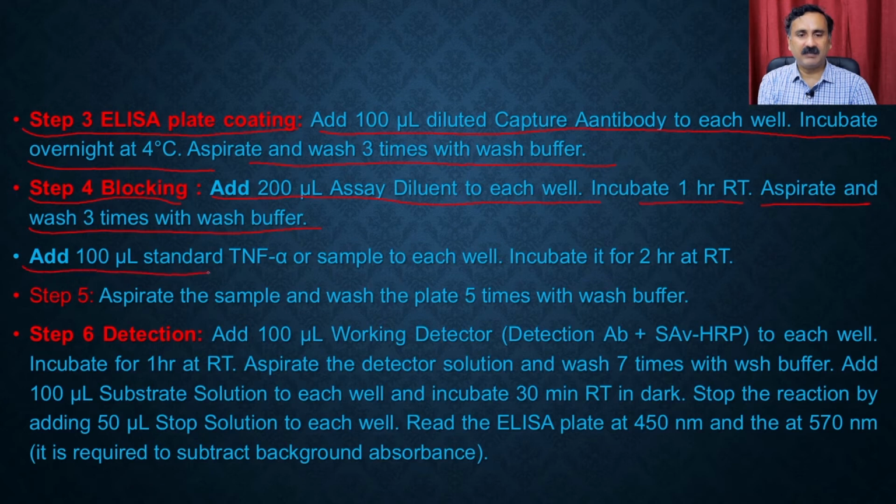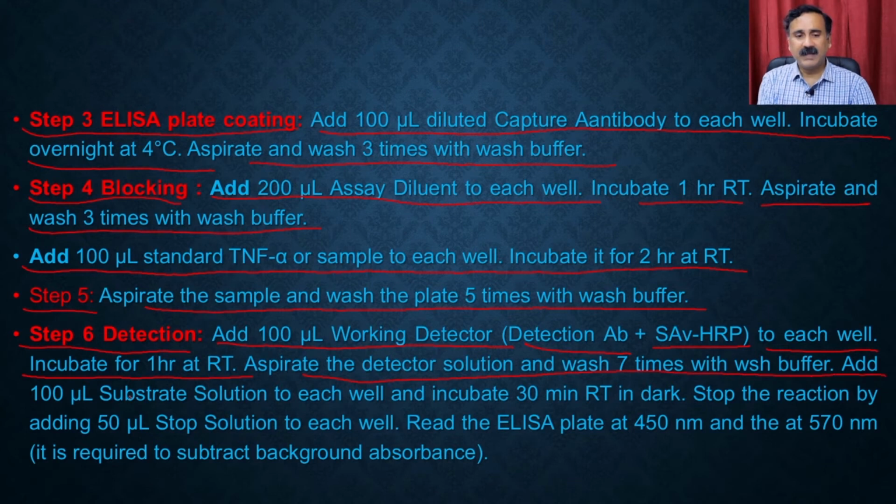Then you add 100 microliters of standard TNF alpha sample to each well and incubate for 2 hours at room temperature. In step 5, you aspirate the sample and wash the plate 5 times with the wash buffer. In step 6, you add 100 microliters of working detector, which means the detection antibody and the streptavidin HRP complex, to each well. Then you incubate for 1 hour at room temperature, aspirate the detector solution and wash 7 times with the wash buffer. Add 100 microliters of substrate solution to each well and incubate for 30 minutes at room temperature in the dark.